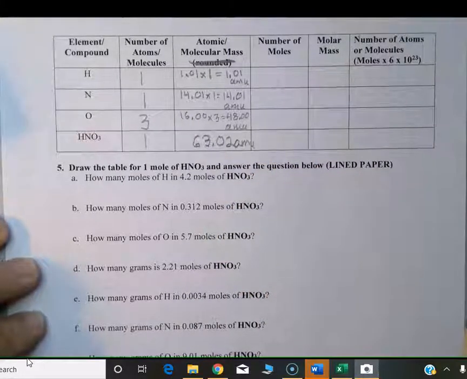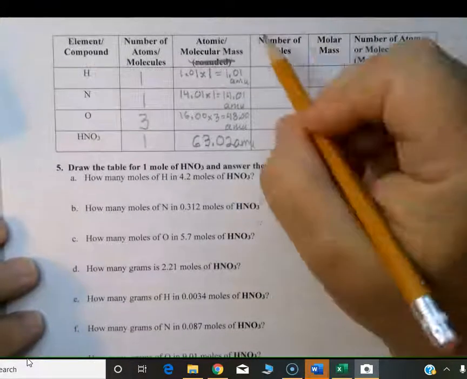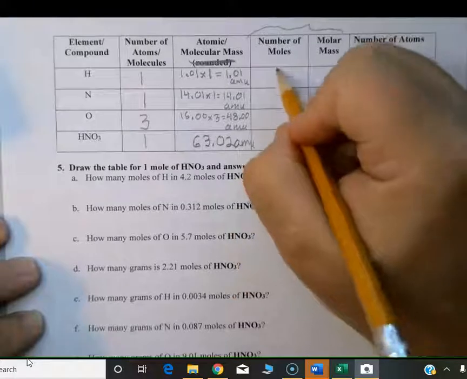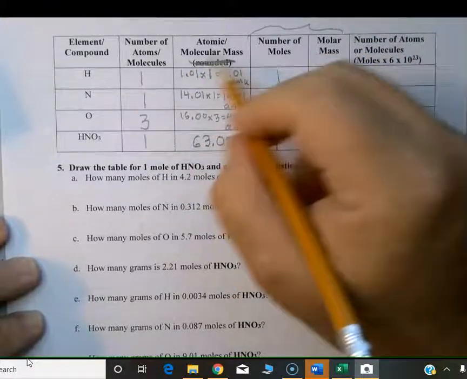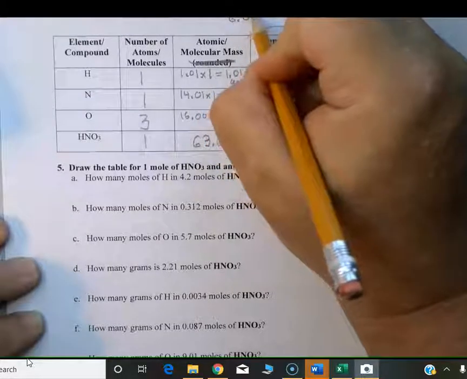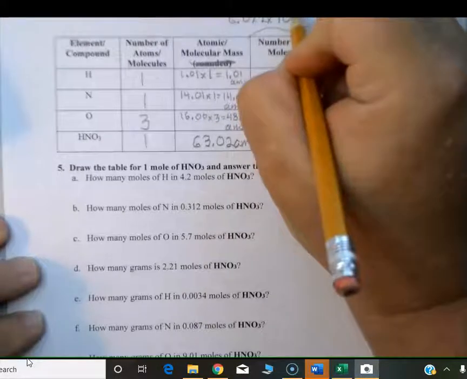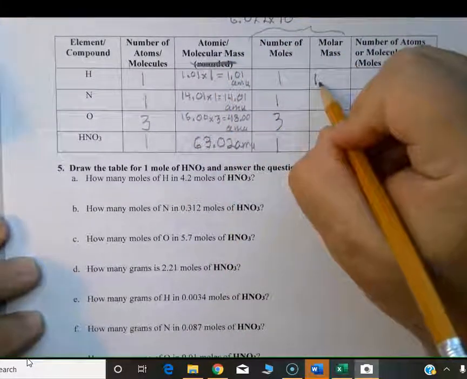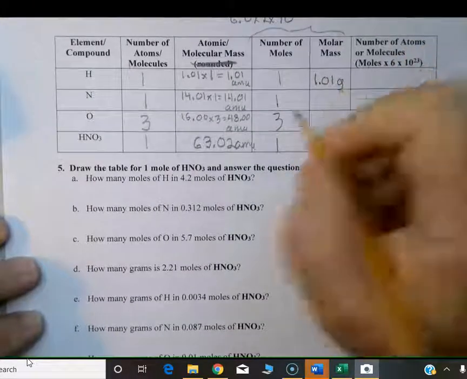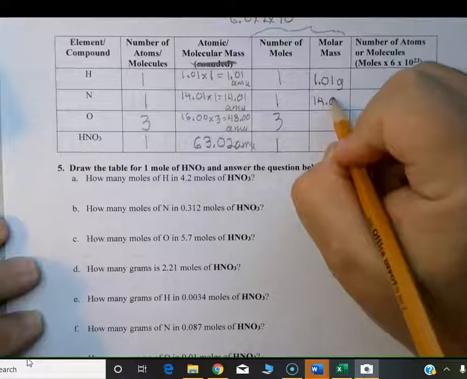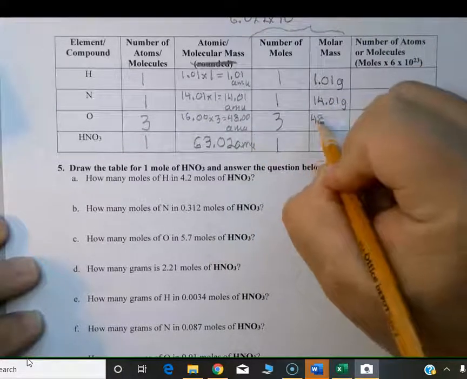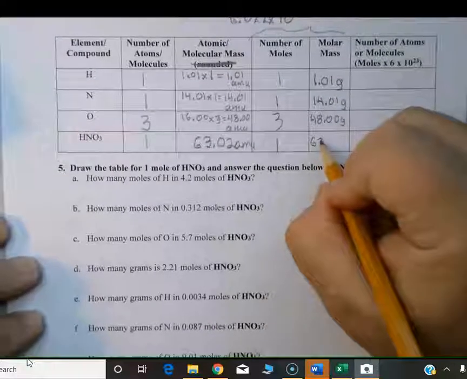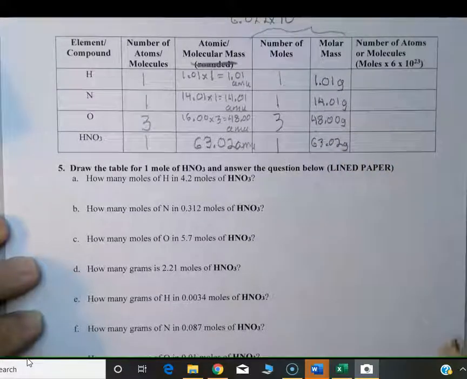Now by now you should realize that all we're going to do to go from atomic to molar is just transfer these numbers over. 1, 1, 3, 1. All we're doing is multiplying everything here by 6.022 times 10 to the 23rd. And the molar mass is the atomic mass, but it's in grams.